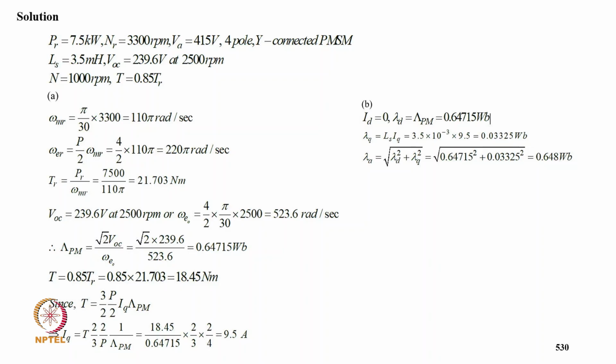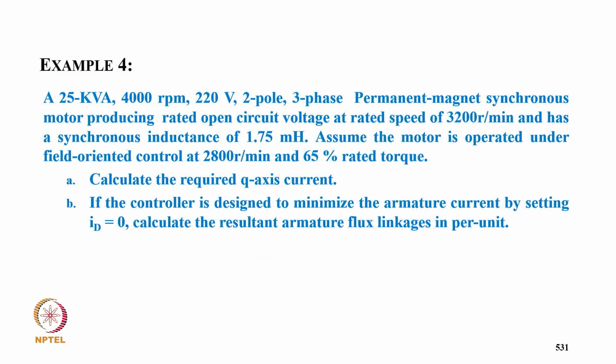So the flux linkage is root 2 VOC upon omega E, so it comes to 0.64715 Weber, and T equal to 0.85 TR, that is 18.75. Putting this, we get IQ equal to 9.5 ampere, and ID equal to 0. So lambda equal to lambda PM, lambda Q equal to LS IQ, and lambda equal to under root lambda D square plus lambda Q square, it comes to 0.648 Weber.